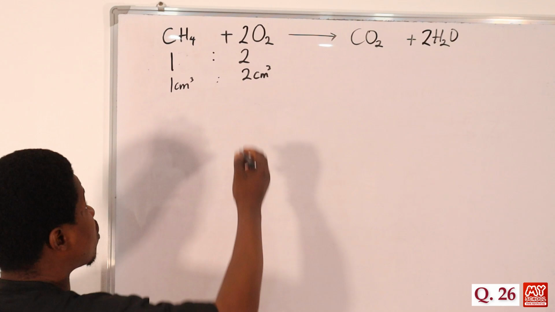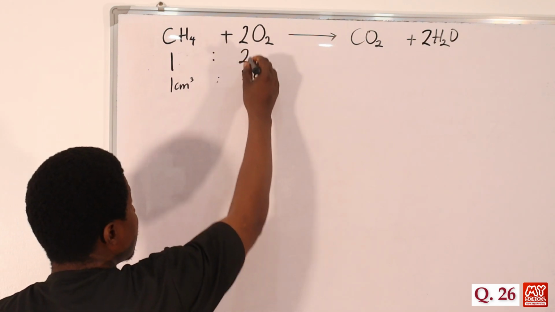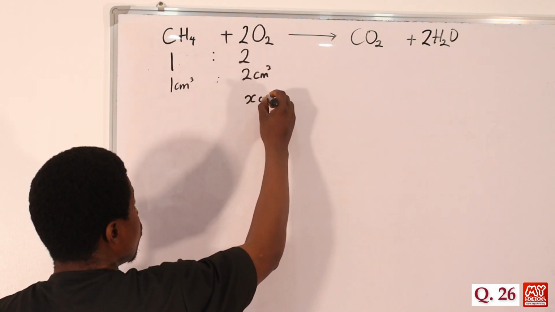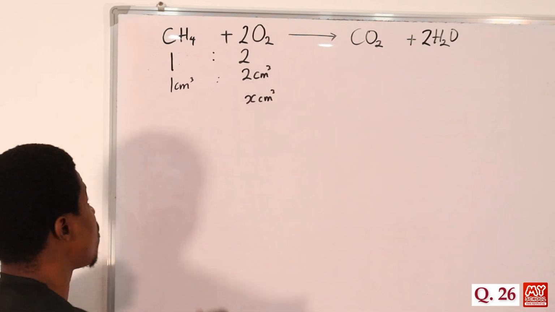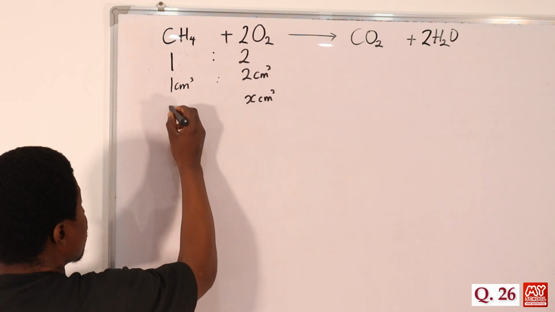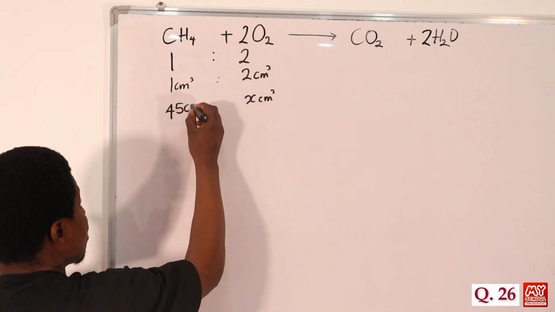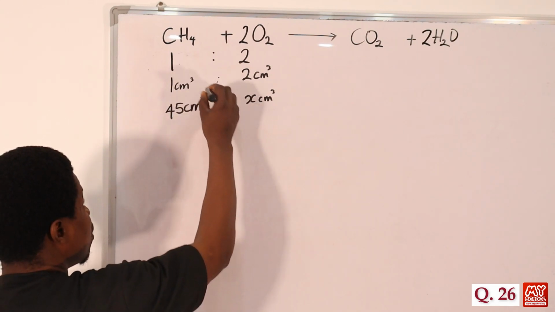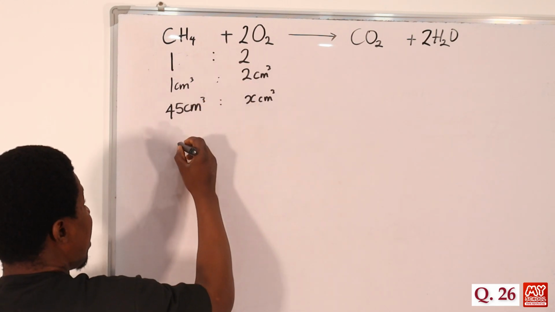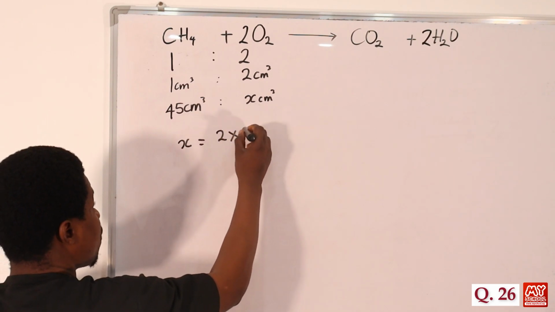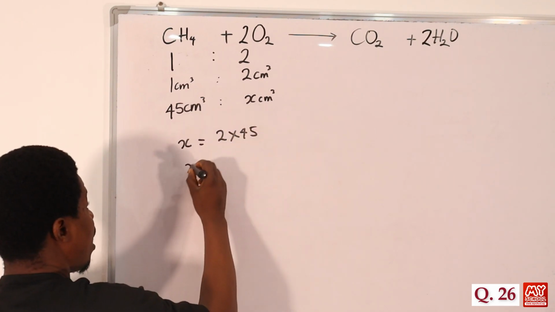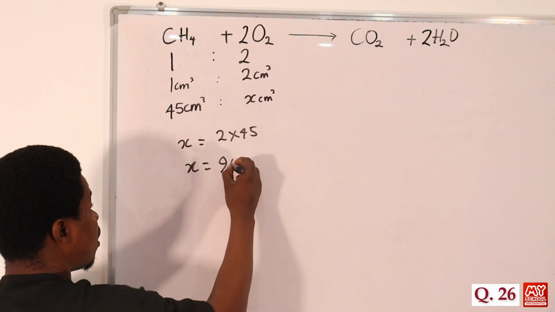What is the volume of oxygen? So here, the volume of oxygen is x cm3, that is required to burn completely 45 cm3 of methane. So methane, we have 45 cm3. We just have a simple proportion. By the time we cross multiply, x will be equal to 2 times 45, of course x will be equal to 90 cm3.